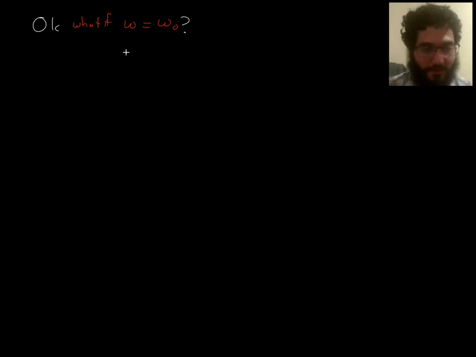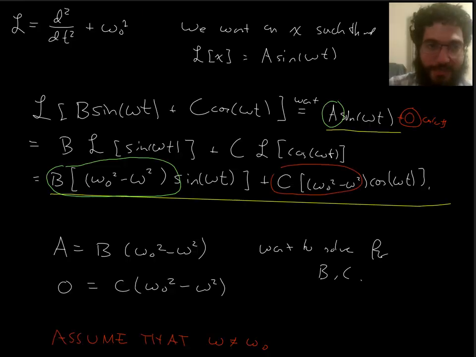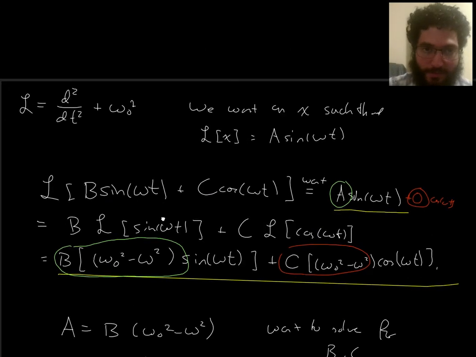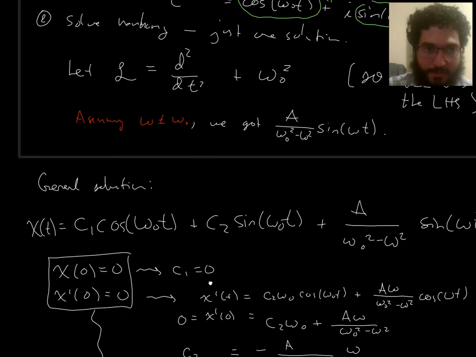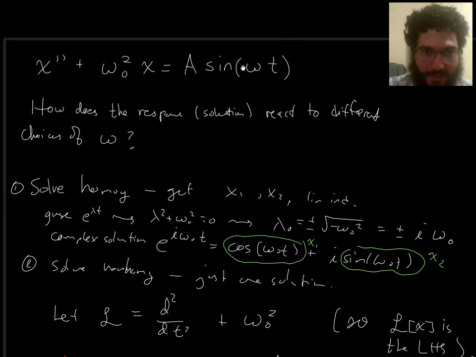All right, now finally, what if omega equals omega naught? You saw when we were working with this, remember our original system was this, right? A harmonic oscillator, but driven with some driving frequency, forcing frequency, omega. And our original question was, how does it respond? How does the response depend on different choices of omega?